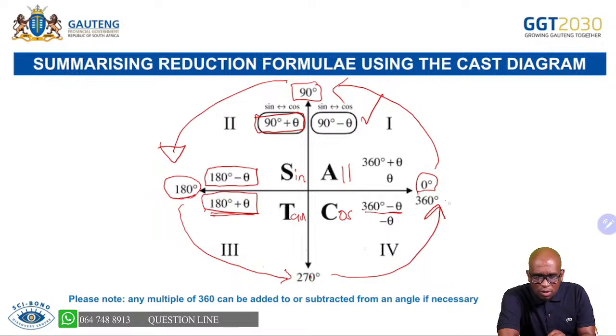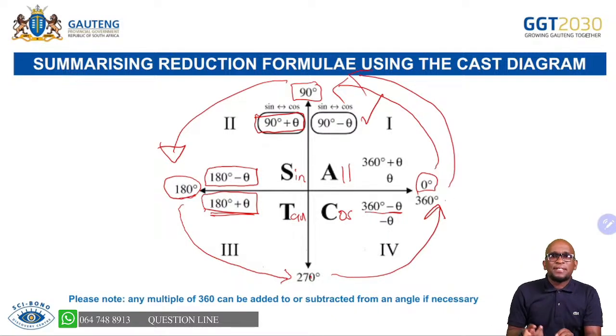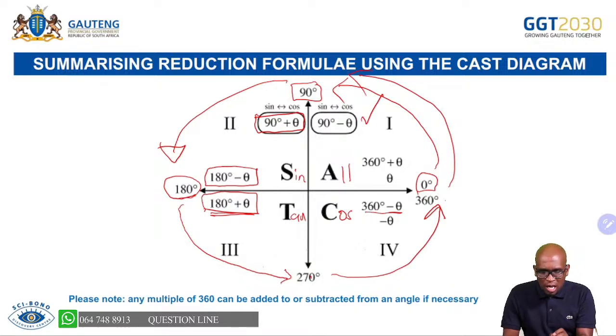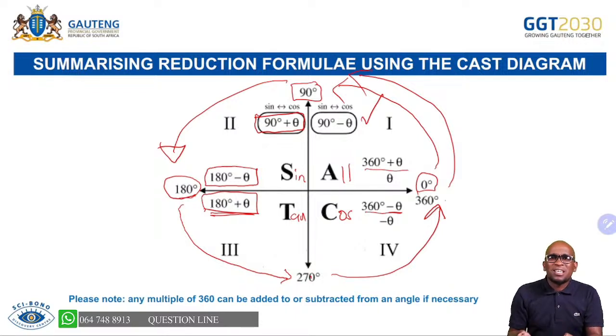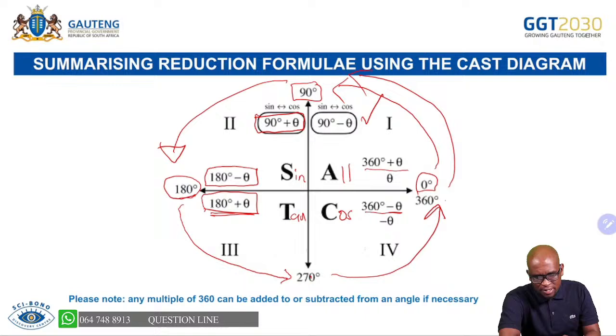Now, also here, if you go around for the second time, you can have what we call multiple rotation, which means this quadrant will then be 360 degrees plus theta, because it's now beyond a revolution. It's beyond 360 there.